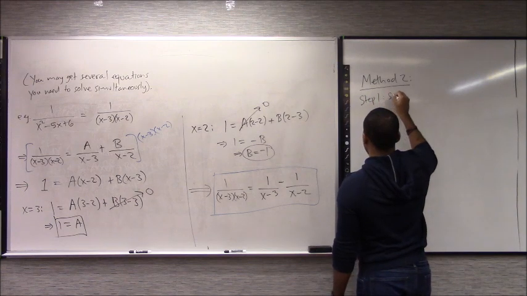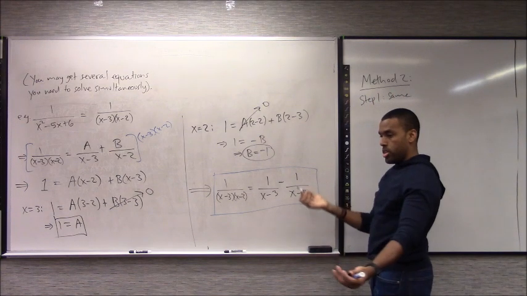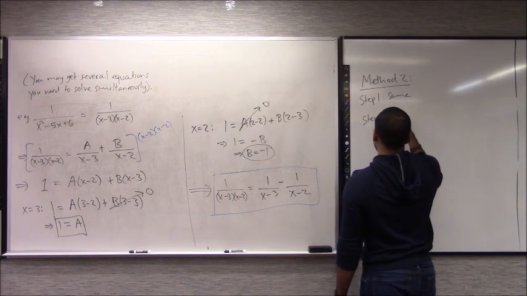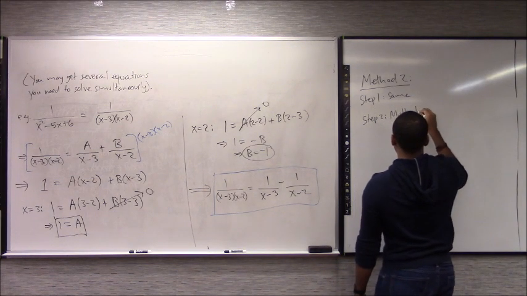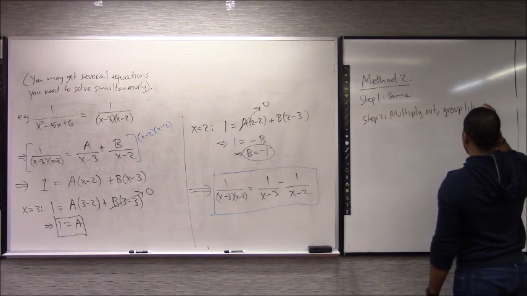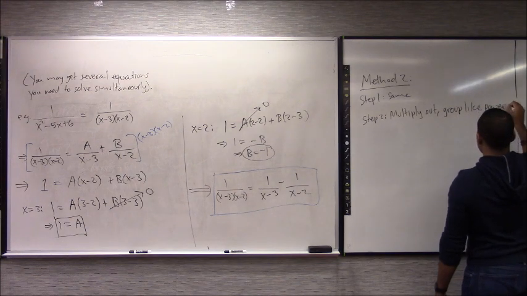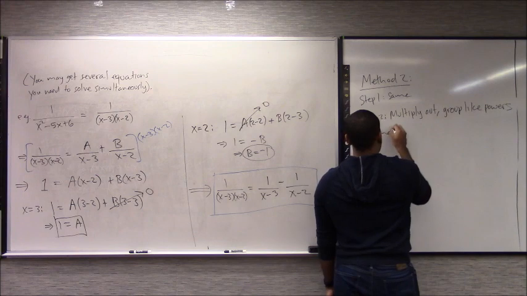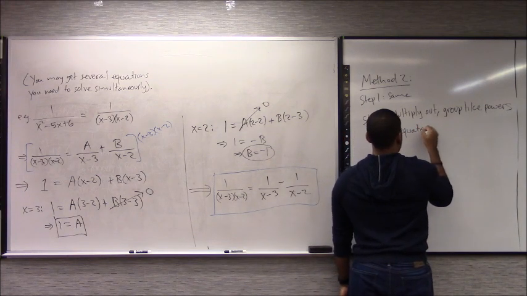Step 1 is the same. Multiply both sides by the denominator on the left. The second thing you're going to do in this case is multiply out, group like powers, meaning combine like terms, and equate coefficients.